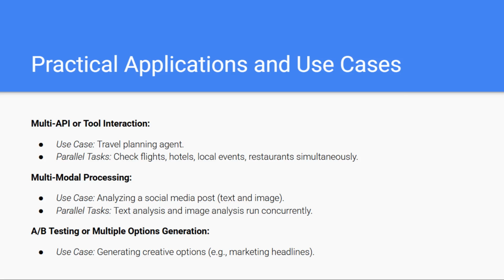And we can also consider multi-options generation, maybe generative creative text. When an agent is tasked with generating optimal creative options like headlines, it benefits from producing multiple variations instantly. The agent instructs the LLM to produce multiple headline variations simultaneously instead of generating one, evaluating it, and then generating the next. This allows the agent to quickly compare and select the best option, drastically cutting down on iteration time.